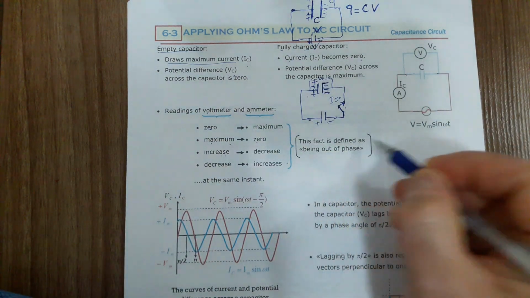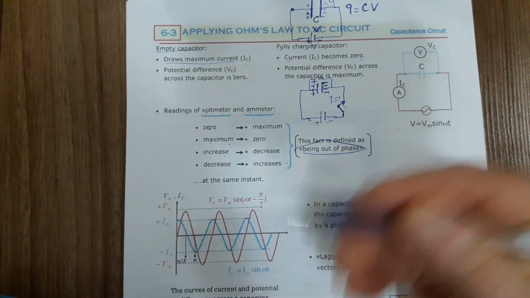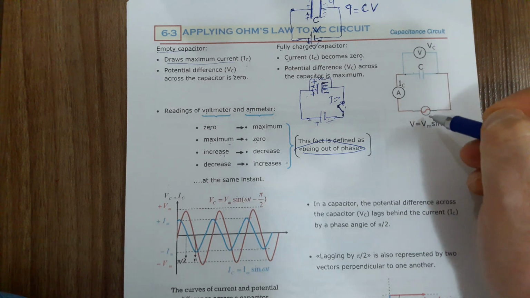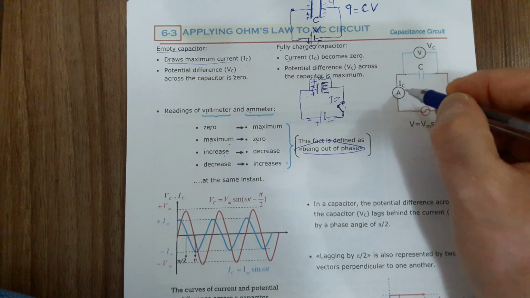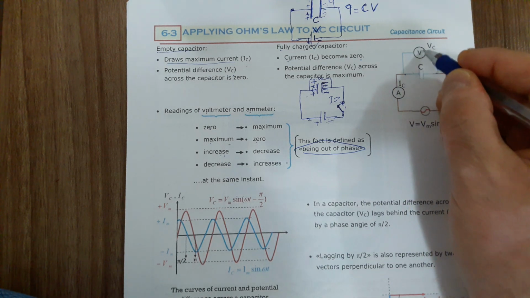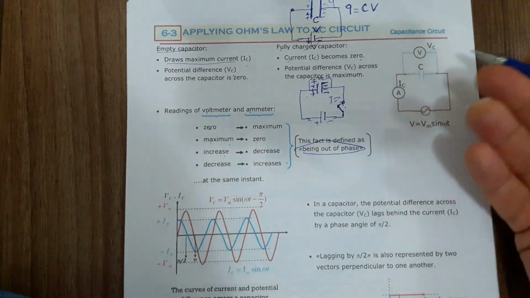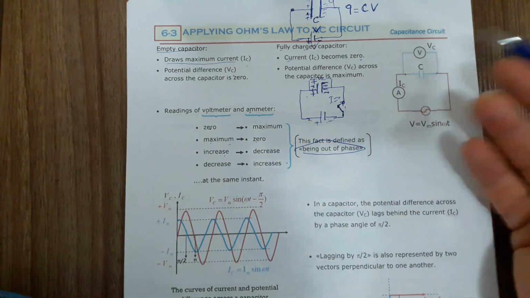And this fact is defined, remember, the same as the inductor, being out of phase. In the AC circuit, when you attach a capacitor to a generator, the readings of the voltmeter and ammeter change inversely. This is zero, this is maximum. This is zero, that is maximum. If the reading of the ammeter increases, the reading of the voltmeter decreases, out of phase. But here, there is a difference between the inductor and the capacitor.